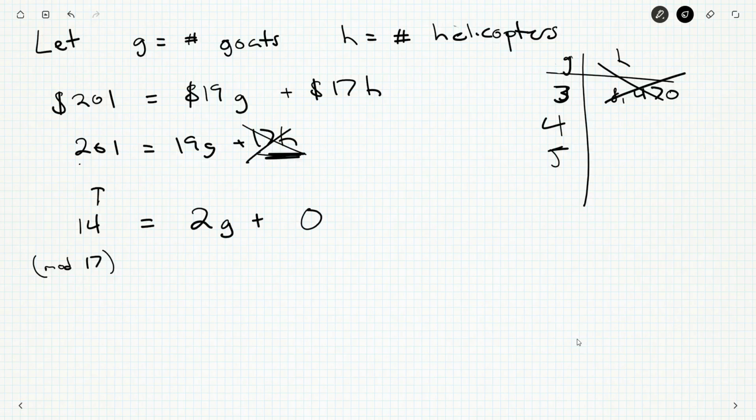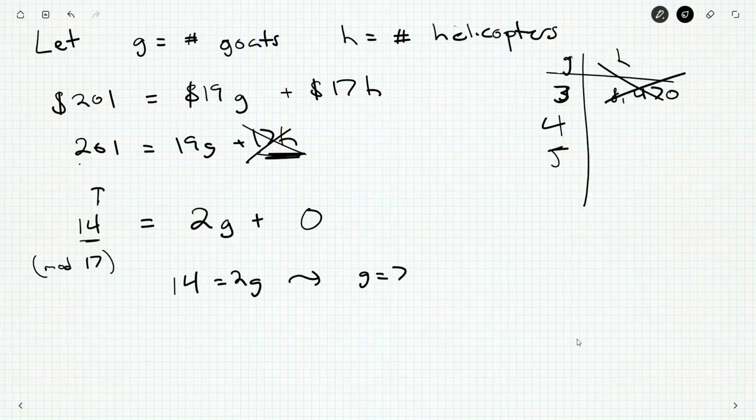And now I can see that the number of goats that are bought, mod 17, so the remainder of the number of goats I buy when I divide by 17, multiplied by 2 has to equal 14. And this becomes a very easy equation to solve. So 14 is equal to 2G. G is going to be 7. So if I buy 7 goats, that should make everything work out.